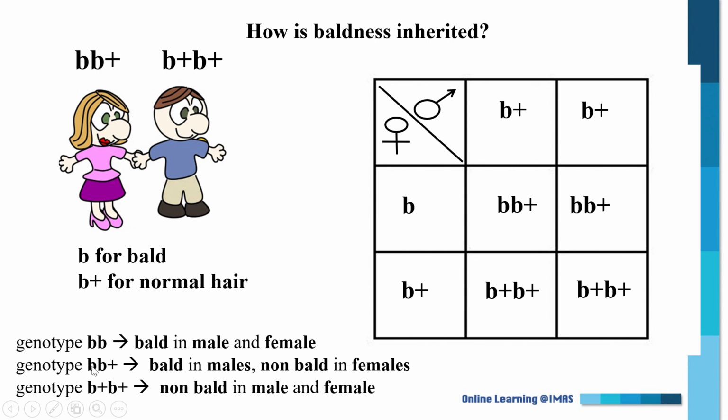But if you are heterozygote, B B plus, meaning you got the allele for baldness and the allele for normal hair, it will depend on whether you are male or female. If you are a male, the B will be dominant over B plus and you will be bald. If you are a female, the B plus will be dominant over the B, so you will not be bald.